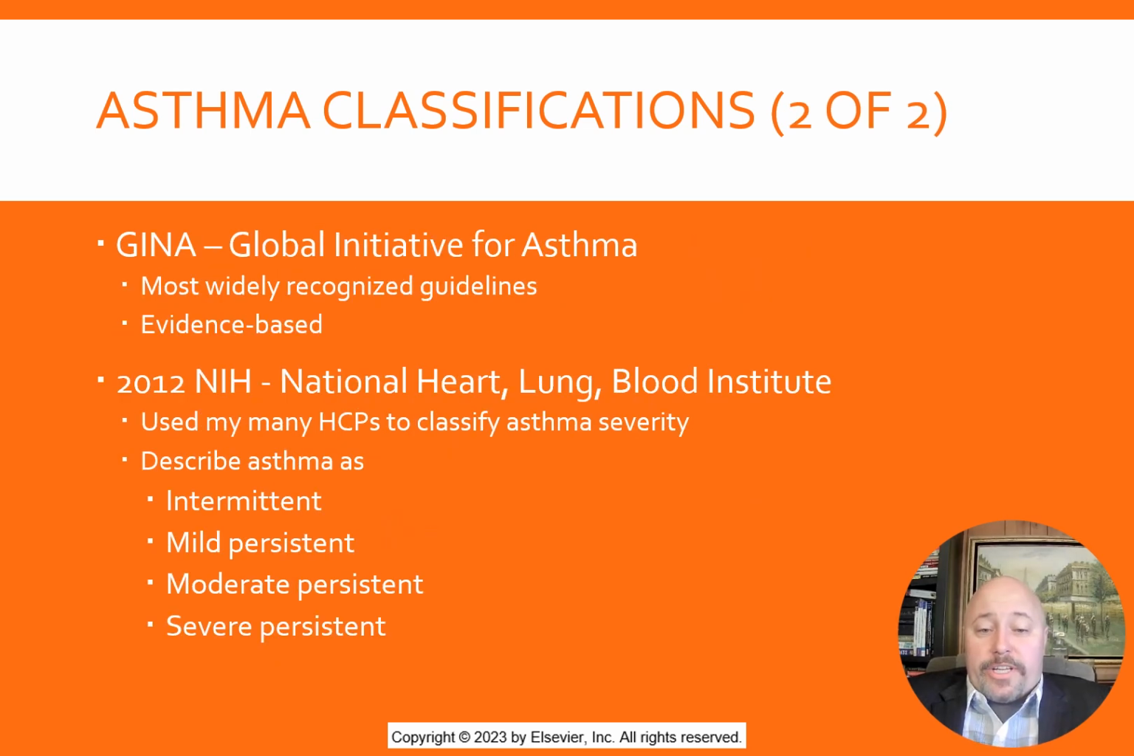GINA, the Global Initiative for Asthma, has the most widely recognized guidelines. And the 2012 NIH National Heart, Lung, and Blood Institute guidelines are used by many healthcare providers to classify asthma severity and describe asthma as intermittent, mild, moderate, and severe.